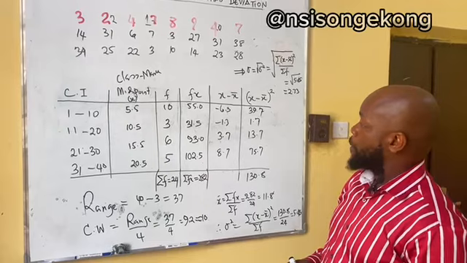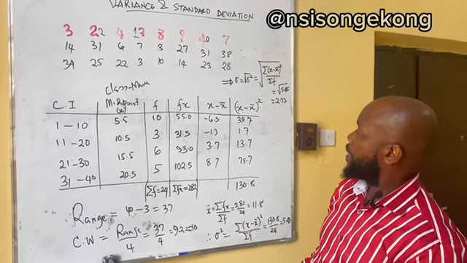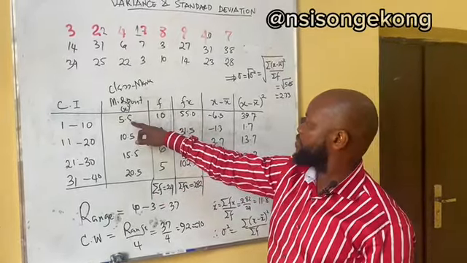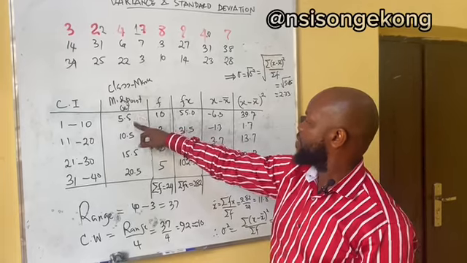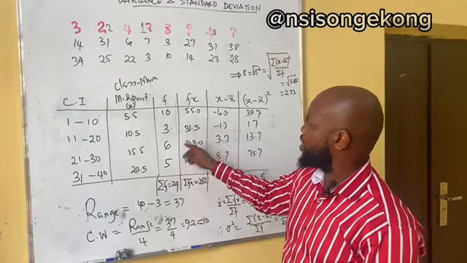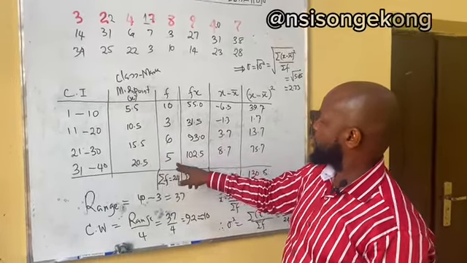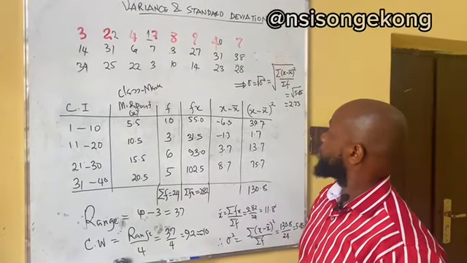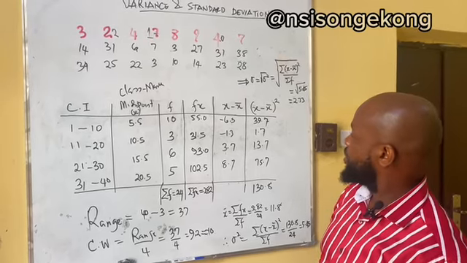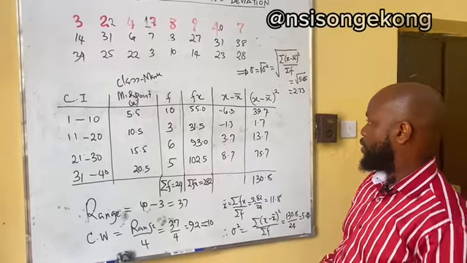So the next thing for us to do is to multiply the column of the midpoint with the frequency to have this column. 5.5 times 10 will give 55. 10.5 times 3 will give 31.5. 15.5 times 6 will give 93. And 35.5 times 5 will give 177.5. We need that column because that is the column that will help us to get the mean, this particular value here, the x bar, since we will need that to be able to get the variance.